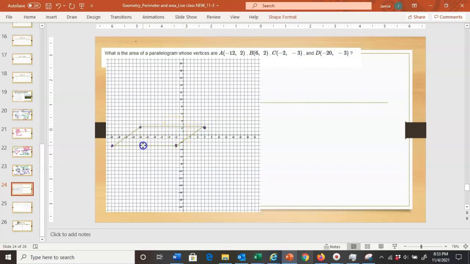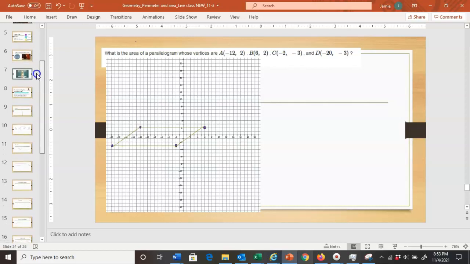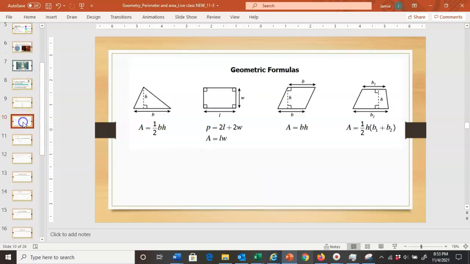These are way better lines than I could draw. All right, we're finding the area, right? Okay, let's recall the formula for area of a parallelogram. Here we go. Area is base times height. So we need the base and we need the height.